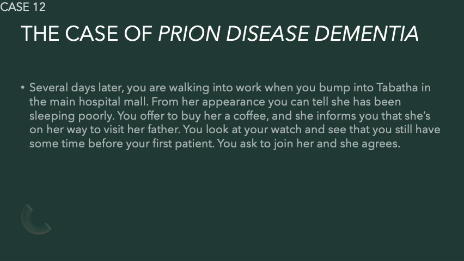Several days later, you are walking into work when you bump into Tabitha in the main hospital mall. From her appearance, you can tell she's been sleeping poorly. You offer to buy her a coffee, and she informs you that she's on her way to visit her father. You look at your watch to see that you still have some time before your first patient. You ask to join her, and she agrees.